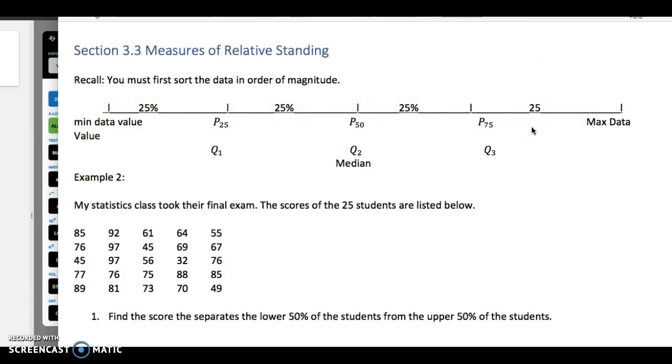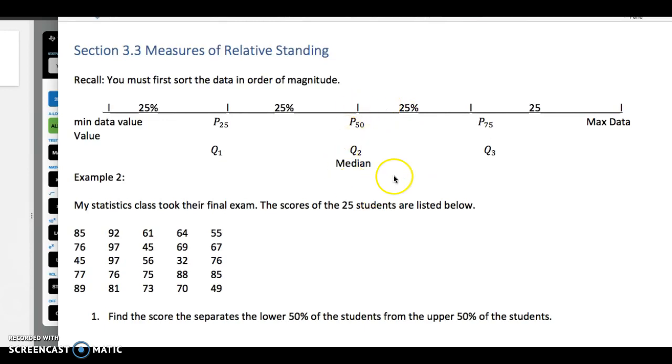So let's look at example 2. My statistics class took their final exam. The scores of the 25 students are listed below. So here are the results from the final exam, one of my stat classes. And so to find it by hand, what you would have to do is sort the data in order from smallest to largest or largest to smallest.